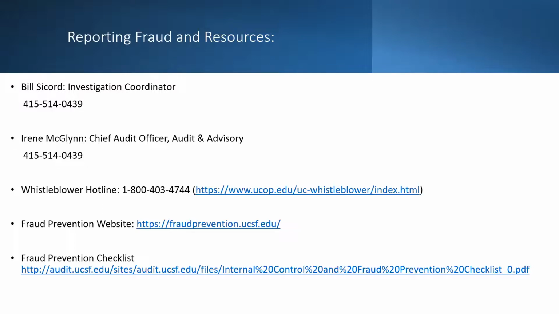The address is fraudprevention.ucsf.edu. There are some useful resources on this website, such as tips on how to prevent and detect fraud, FAQs, and copies of webinars such as this. So Audit and Advisory Services does a couple of mini webinars throughout the year for different areas, for example, cash, and now we're doing procurement. So you can find those on our fraud website. And then the fraud prevention checklist. It's a checklist that is available for departments to use for doing self-fraud risk assessments.